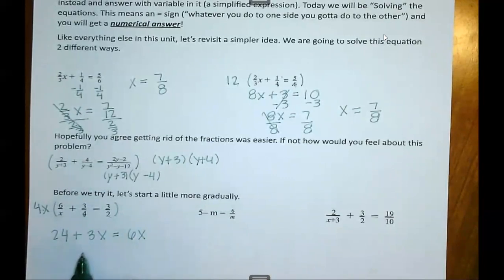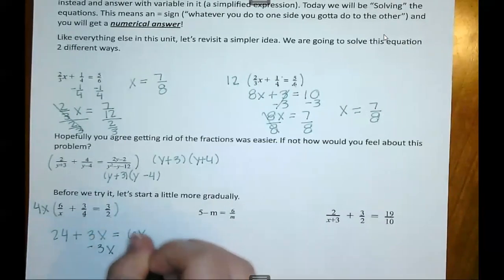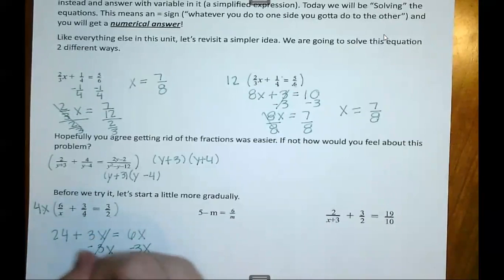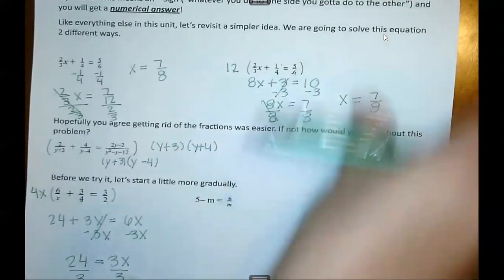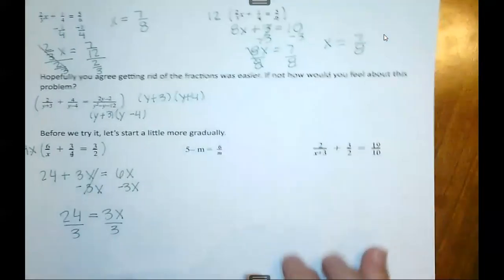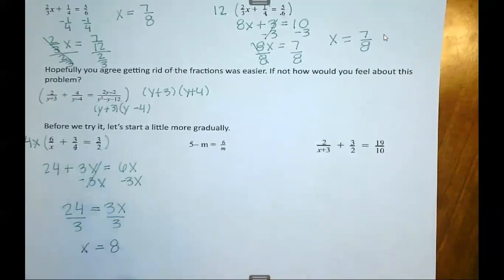And then I would need to move all my like terms to the same side. So I would move over the 3 by subtracting it. And then I would have 24 is equal to 3x. And then I divide by 3. And I would get that x equals 8.